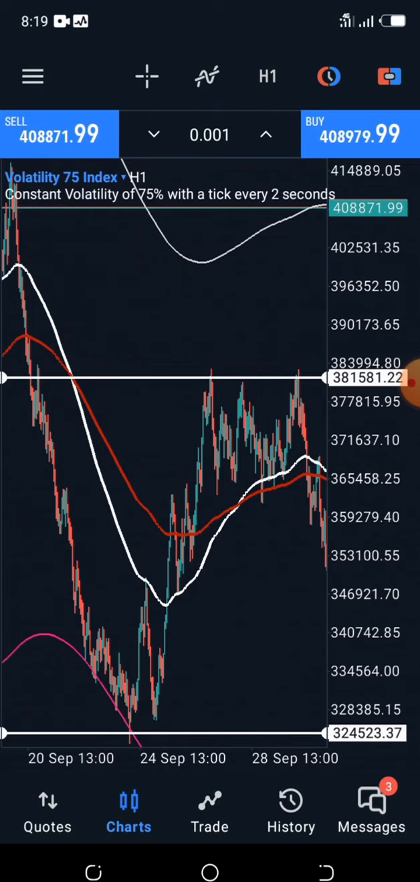It is a lot. Remember, this is a 1 hour time frame. If I switch it to 5 minutes or 15 minutes, you will not be able to see the beginning and the end of these points that I mark.